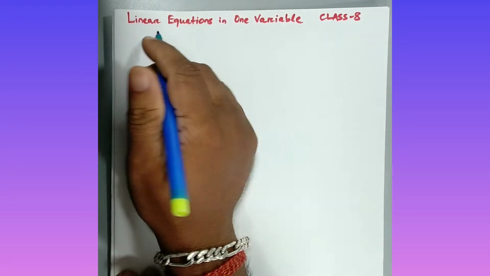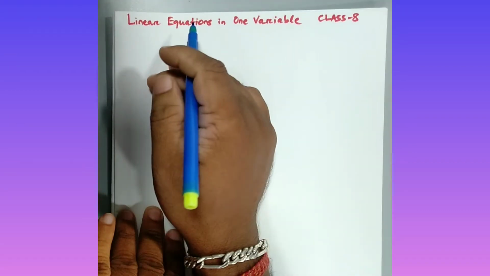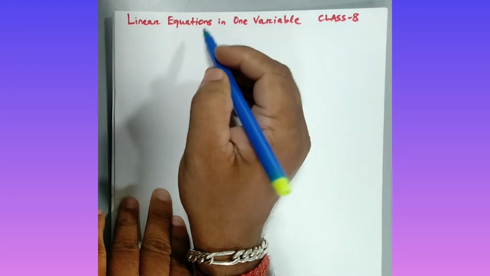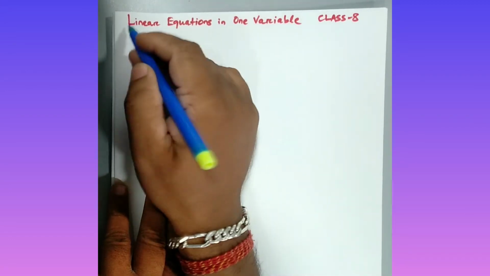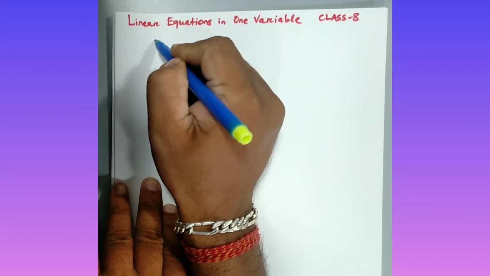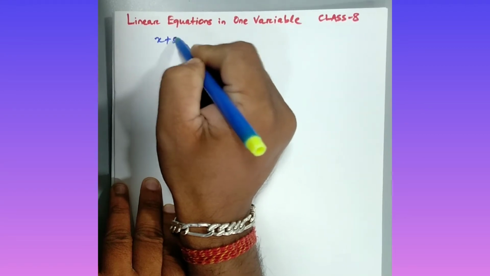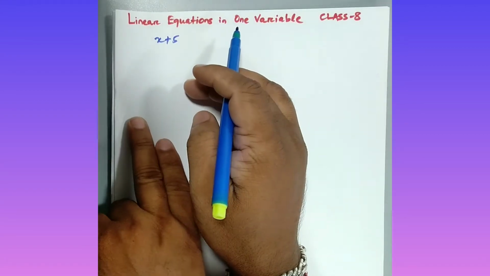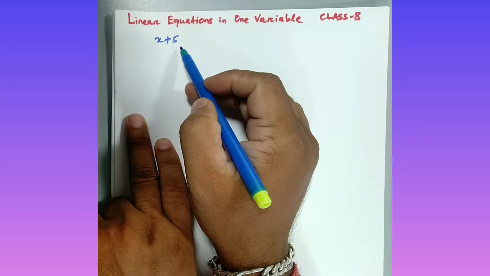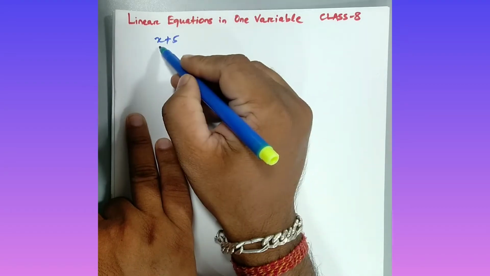What is the meaning of linear equation? What do you mean by linear equations? Okay, just look here. Suppose I'm writing x plus 5. You have to say x plus 5 is a what? Linear equation in one variable.